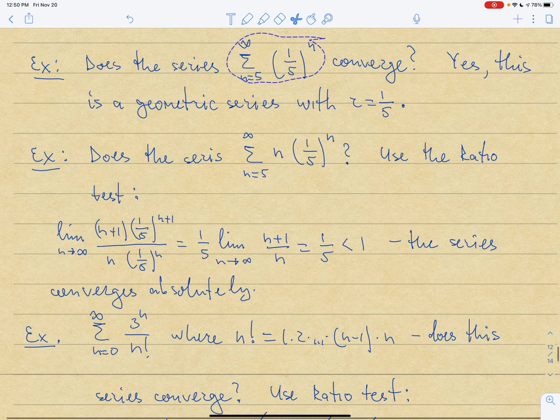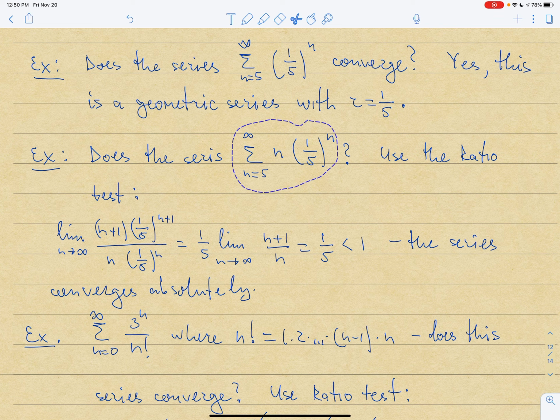All right, so now what if I have a similar series, but now it's n times 1/5 to the n. So now this is no longer a geometric series, because it's not just the sum of powers of the same number. And so in this case, you can try to use a ratio test or a root test for that matter, but let's use a ratio test. We need to take a limit of the n plus first term divided by the nth term.